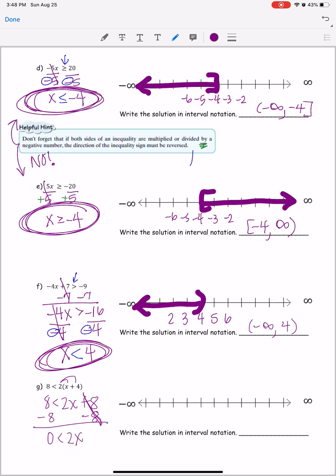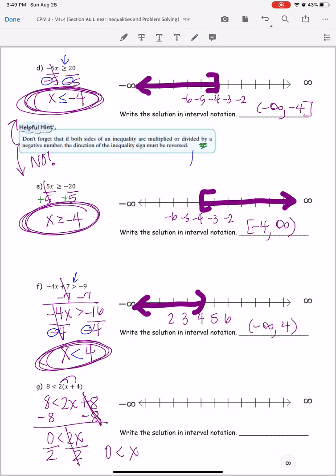Now, don't stop there. 0 is a number. We can still get a solution here. So how do you get x by itself? Divide by 2. My 2's cancel. 0 divided by anything is 0. So I get 0 is less than x.